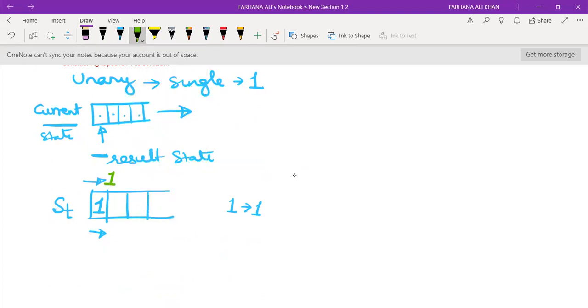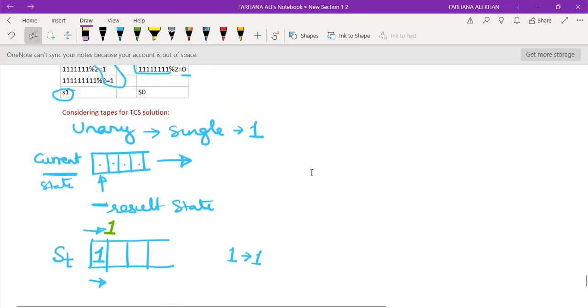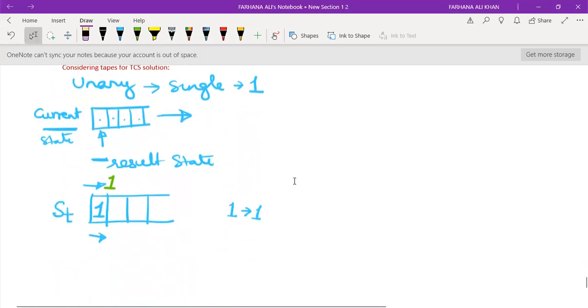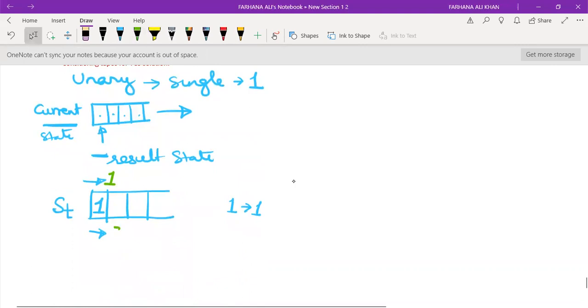Now, what was the resultant state that we had considered? It is resulting with the remainder 1, so that state we had marked with the name S1. So what is the resultant state here? The resultant state is the S1 state. Okay, now this is the new state. Now what are we going to do?